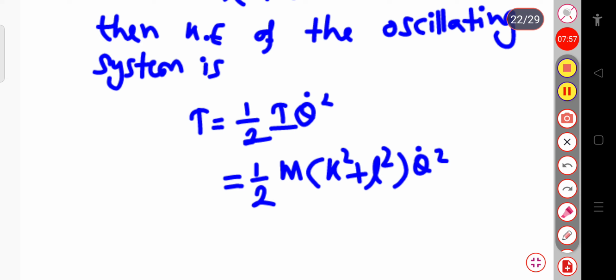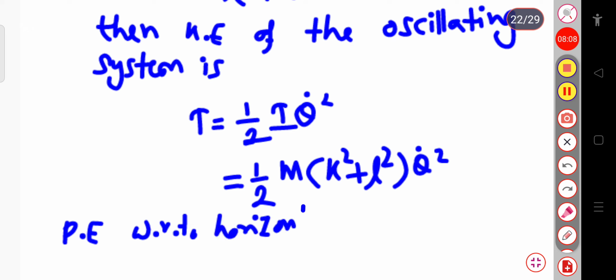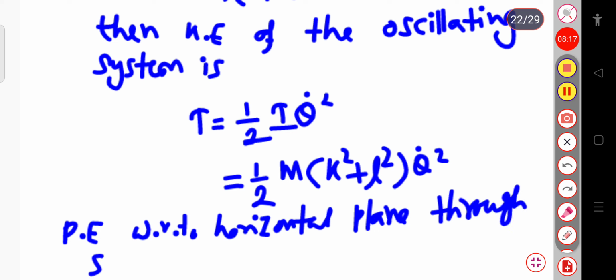So the potential energy with respect to the horizontal plane through S is V, which will be equal to minus mgl cos theta. This is minus mgl cos theta.